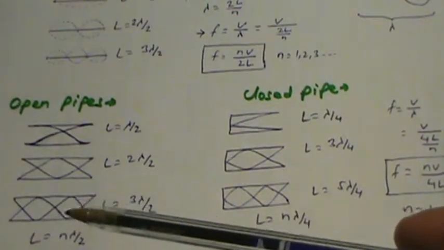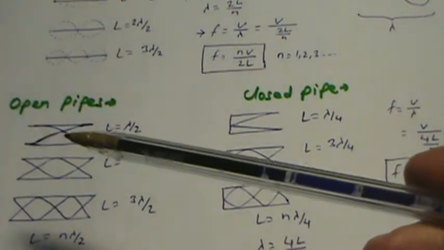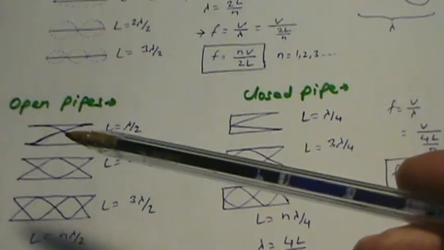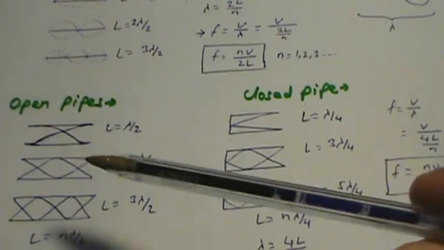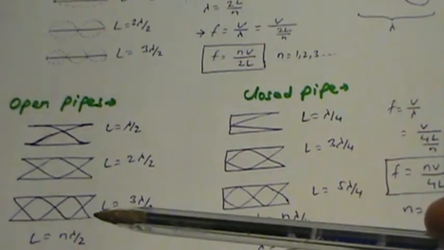And the way you can identify which harmonic it is is by looking at the nodes in the pipe. The number of nodes equals the number of the harmonic. In this case, 1 node, this is our first harmonic. For the second harmonic, we have 2 nodes, and this is our third harmonic because we have 1, 2, 3 nodes.